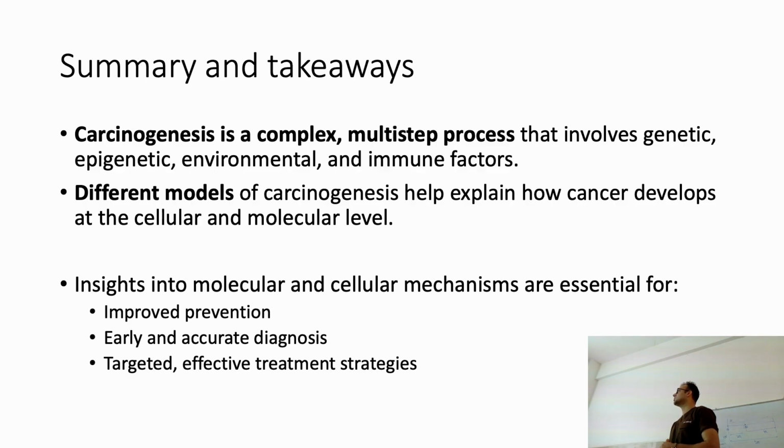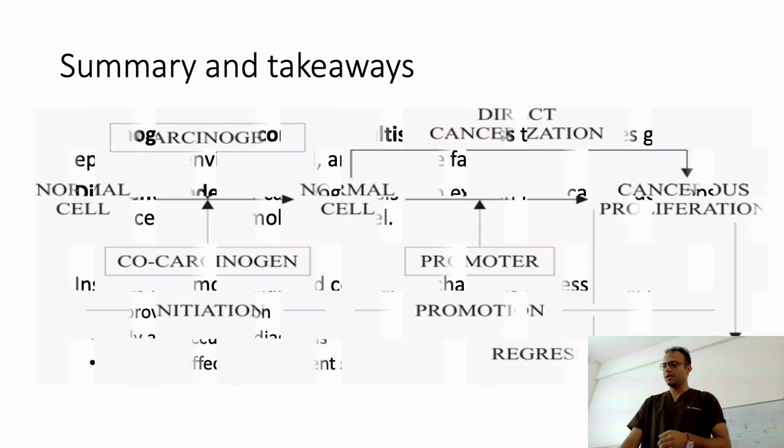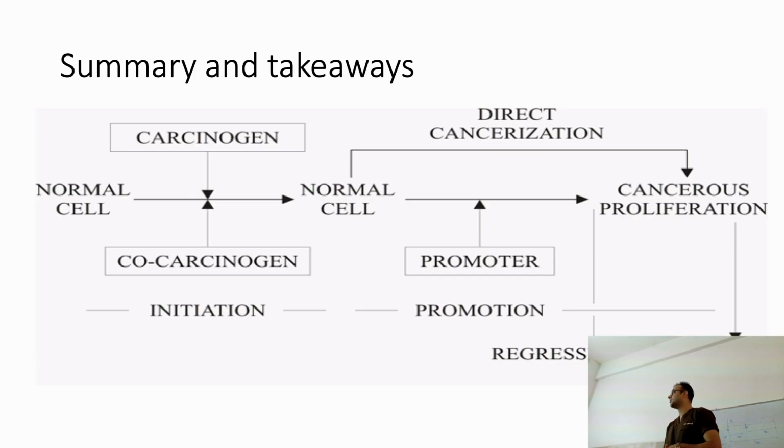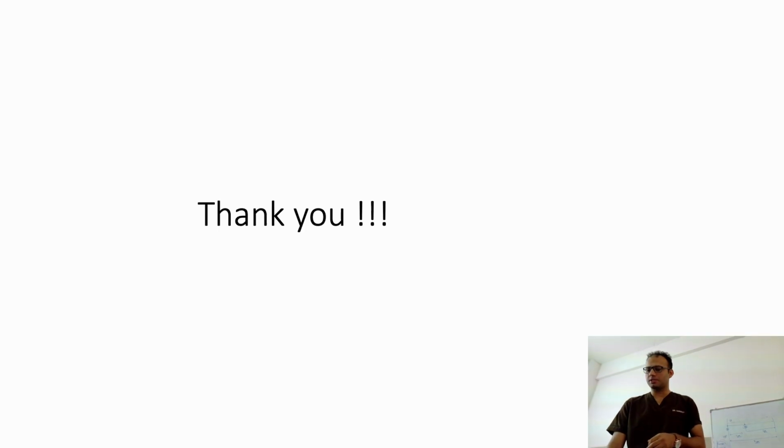So to summarize, carcinogenesis is a complex multi-step process that involves genetic, epigenetic, environmental, and immune factors. The different models help explain how cancer develops at a cellular and molecular level. The insights into the molecular and cellular level are essential for improved prevention, accurate diagnosis, and targeted treatment strategies. And this one picture summarizes the presentation of today: a normal cell, after initiation by some carcinogen or co-carcinogen, will change into a normal cell at risk, and then after some promoter or direct cancerization, it will change into cancerous proliferation, which is the core concept of carcinogenesis.